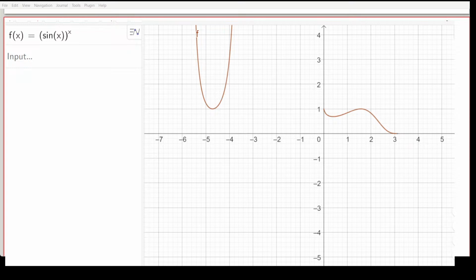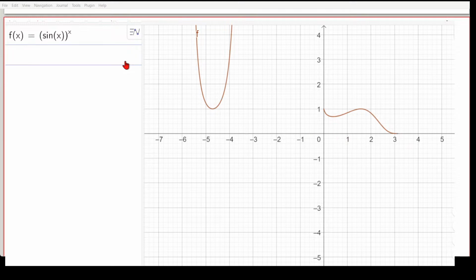Can you see my screen? Sin x power x. See the graph: when x is tending to 0, sin x by x is moving towards 1. Forget about when x tends from the left, because sine of minus x raised to a negative power is difficult. So that's why the question is only from when x tends to 0 from the right hand side.